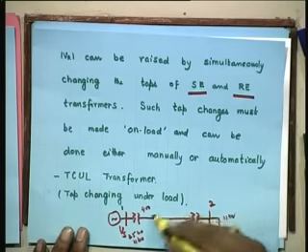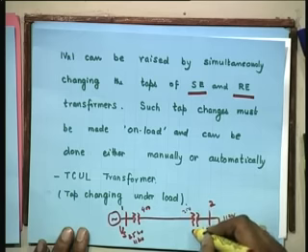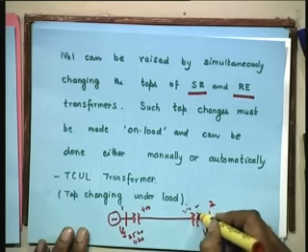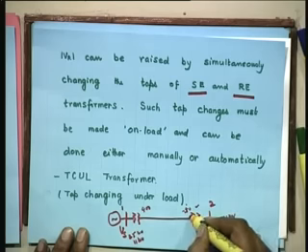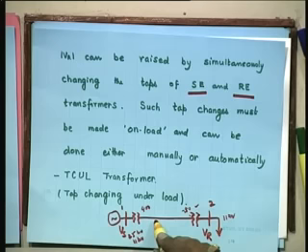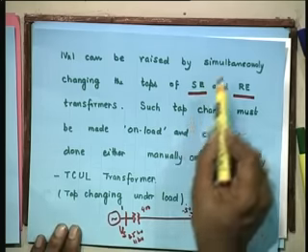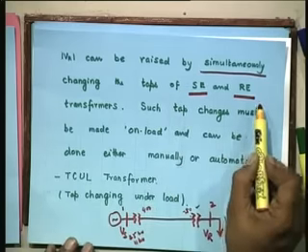But suppose this 400 becomes 350 here. So, again there are taps here. So, this 350 or 380 can be made 400 back, and you get 11 kV here. So, that is how these taps are on the high voltage side anyway. Taps will help you at both ends. That is what is written here: simultaneously changing the taps of SE and RE.